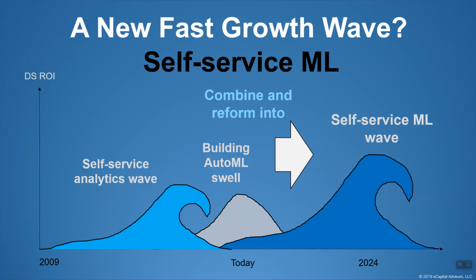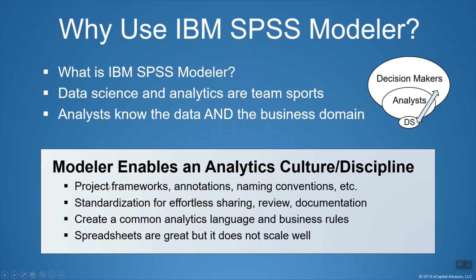But what we're seeing now with tools like Modeler, and Modeler's been around for a long time, but with tools like Modeler, now it's exposing these same analysts to very much more powerful tools that allow them to do much more advanced analytics, predictive analytics, and various other data science approaches. And so we think in the next 5 years we're going to start to see this self-service machine learning wave as the same analysts start adopting these amazing tools and start doing much more with them. So the question is, why use IBM SPSS Modeler?